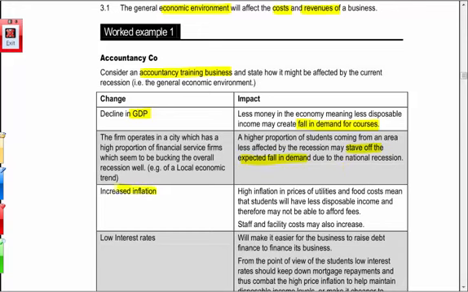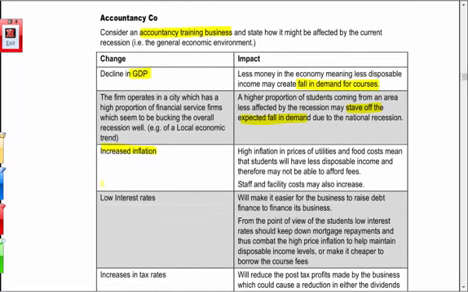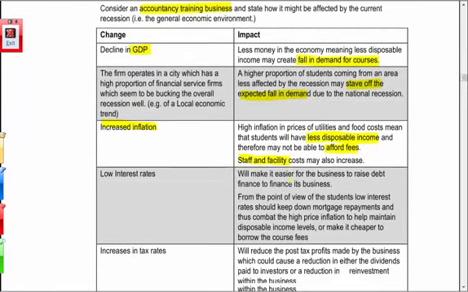As well then, in this recession we might see increased inflation, so higher prices mean that the students purchasing the courses will have less disposable income, and so they're going to have less money available to spend on courses. In addition then, it's going to see an increase in the staff and the facility costs through that inflation.